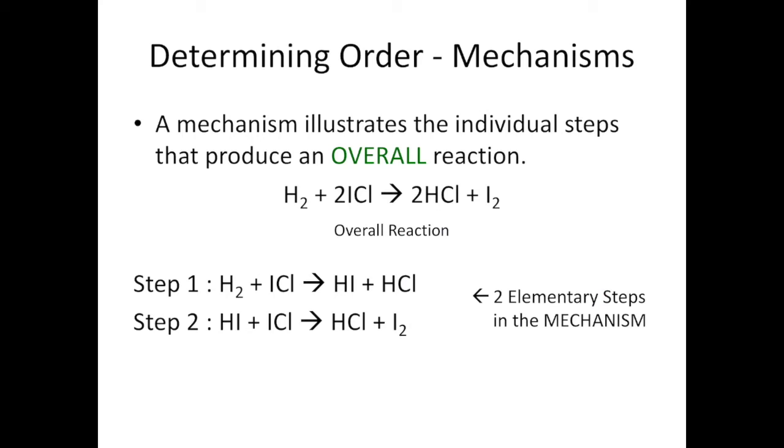Mechanisms. A mechanism will show you each individual step that a reaction takes in order to get from reactants to products. So sometimes you'll have more than one step, more than one transition state, when you have a more complex reaction. And so knowing the mechanism and every step that happens is usually a good thing, because then you understand how the reaction is happening.